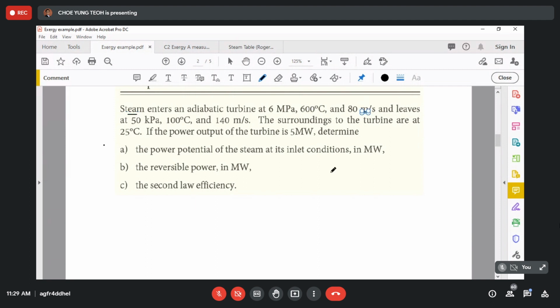Now we can see that you have the velocity. So whenever you have the velocity, it means that you have the kinetic energy. And this turbine keeps rotating, a continuous system. So we have the flow system now. Okay, and it leaves at 50 kilopascal, and this will be the second stage. The surrounding of the turbine is at 25 degrees Celsius. And if the power output of the turbine is 5 megawatt, this is actual power. Determine the power potential.